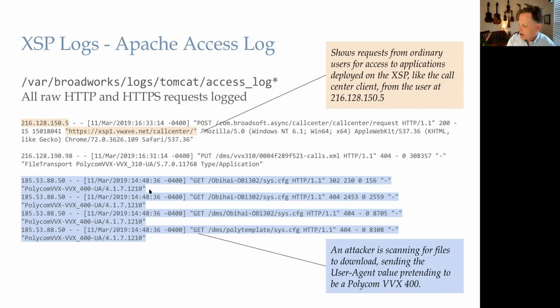Here's a case where an attacker is looking for files. So they're trying to do GET commands. And you see here they're doing a GET. There's a 302 and then a 404. And these 404s are the HTTP response codes, meaning that the files are not present. And so this attacker is pretending to be a Polycom VVX400, but it's actually trying to download OB-high commands. So this is the kind of attack that goes on all the time on the internet today.